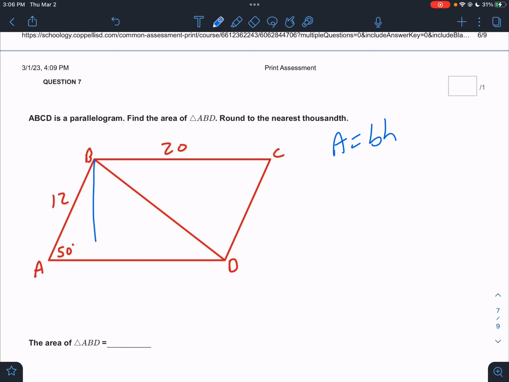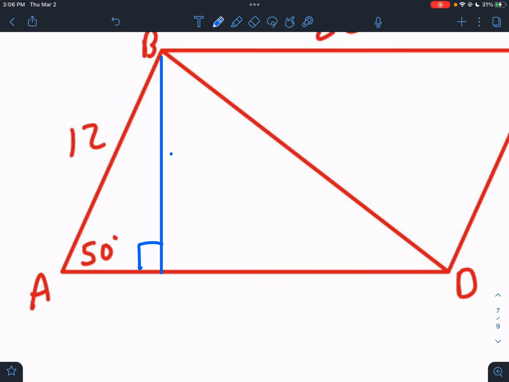So let's fight for this height. Come on. Drop it like it's height. Drop it like it's height. Let's go. I'm going to call it H, just for height, just for fun.